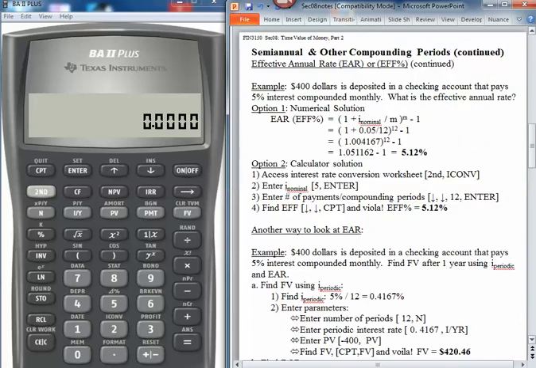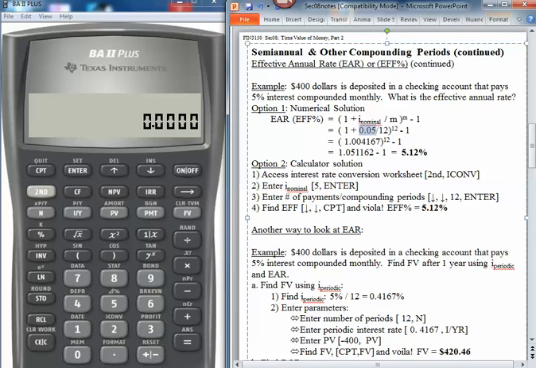So let's take a look at a problem. Let's assume that we deposit $400 in a checking account. It pays 5% interest compounded monthly. What is the effective annual rate? Well, option 1, we'll calculate it numerically.